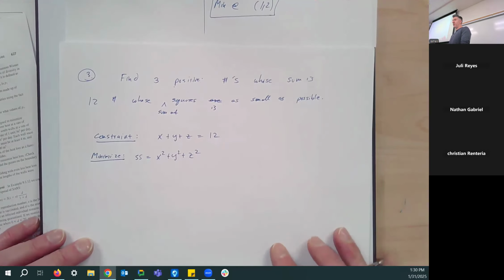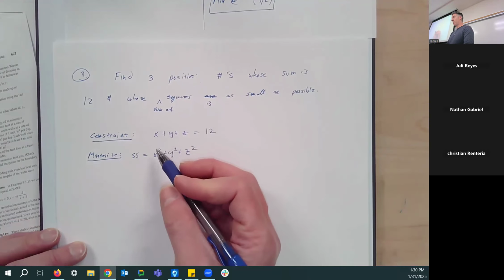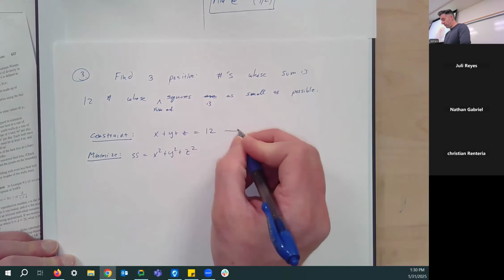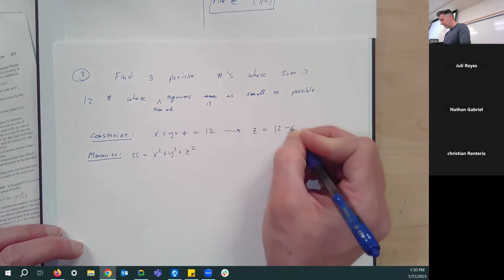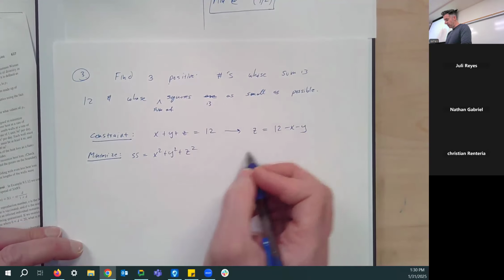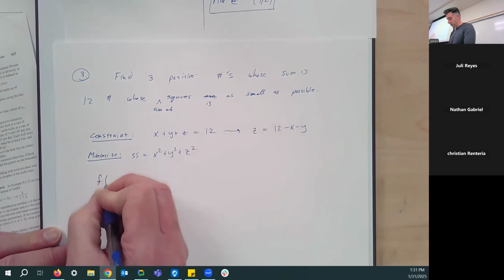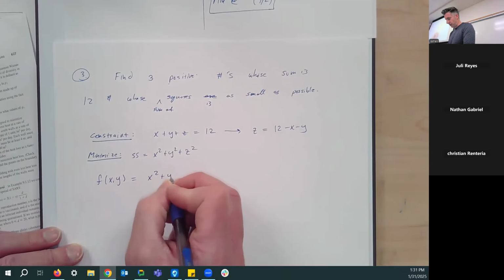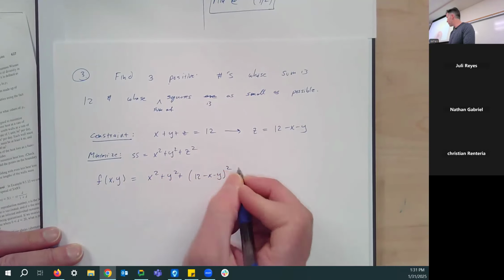Same sort of deal we did before. If you're trying to solve an optimization problem like this, you take your constraint, isolate one of the variables, usually z, unless there's a good reason to pick a different one, and plug that in for z in the other equation. So z equals 12 minus x minus y, and we sub that in for z. Now our sum of squares, as a function of just x and y, is x squared plus y squared plus (12 minus x minus y) squared.